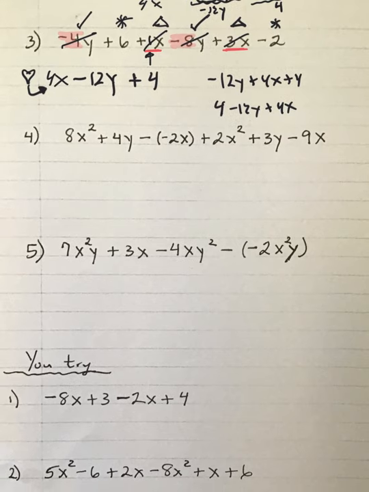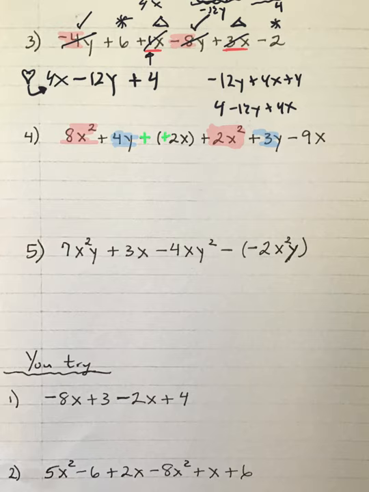So let's see, what do we have? We have an x squared and another x squared. Aren't those the same variable and the same power? We have some y's with some other y's. And we might want to remember we can change subtraction to addition as long as we change the next number to its opposite. We might want to go ahead and clean up those signs before we proceed.